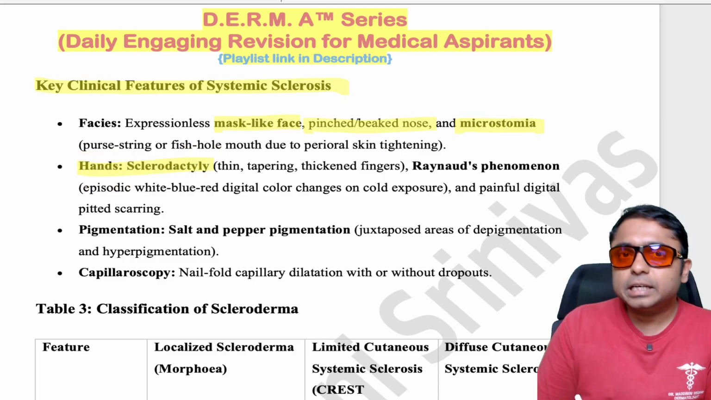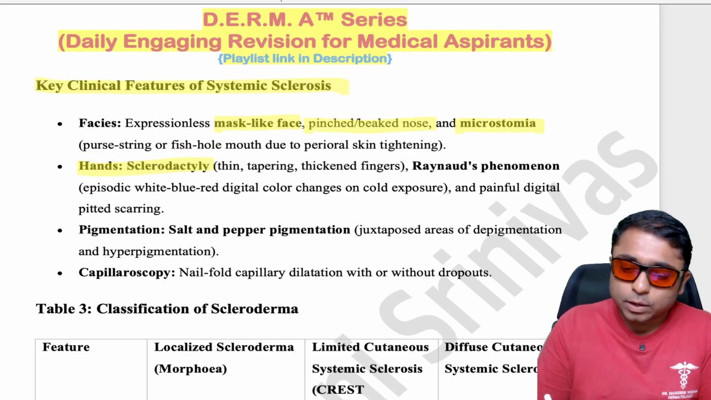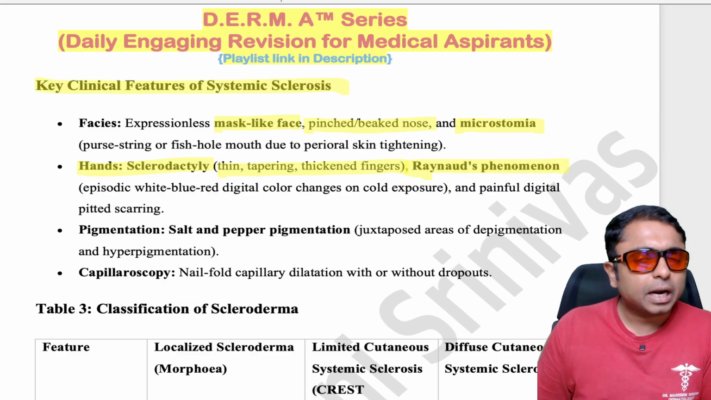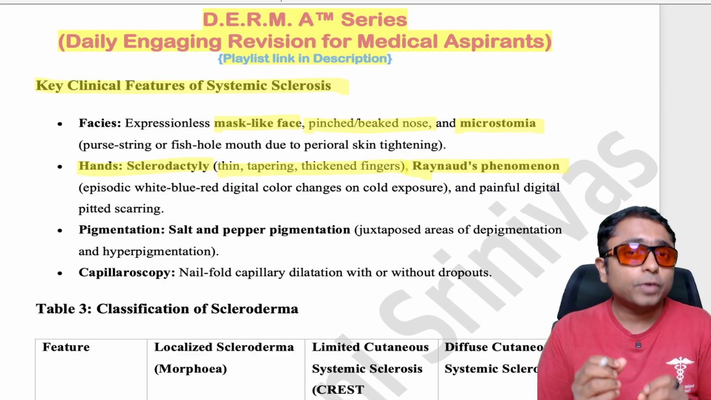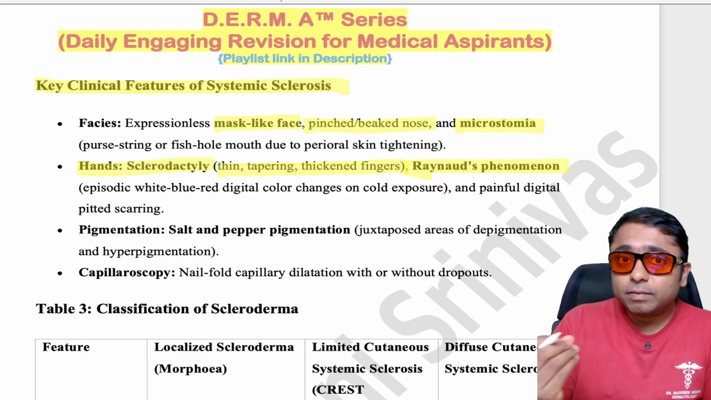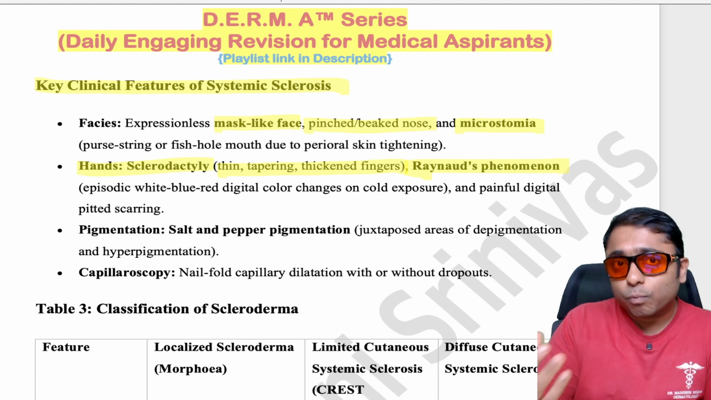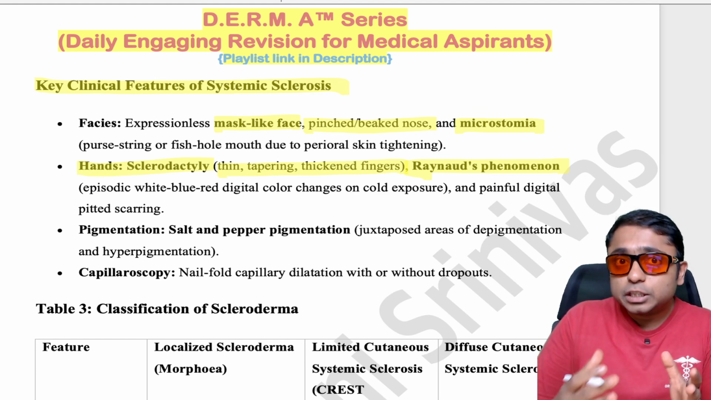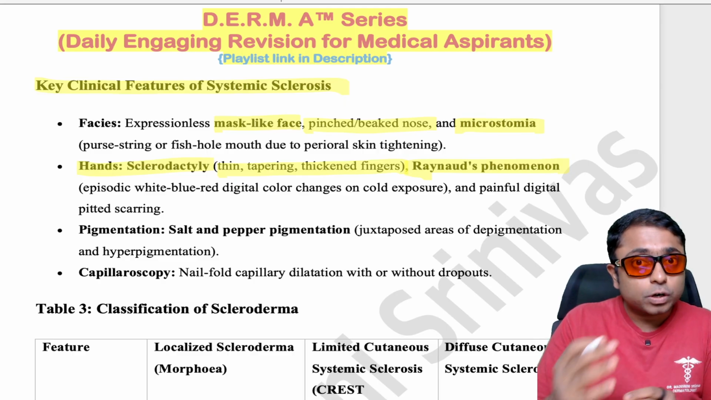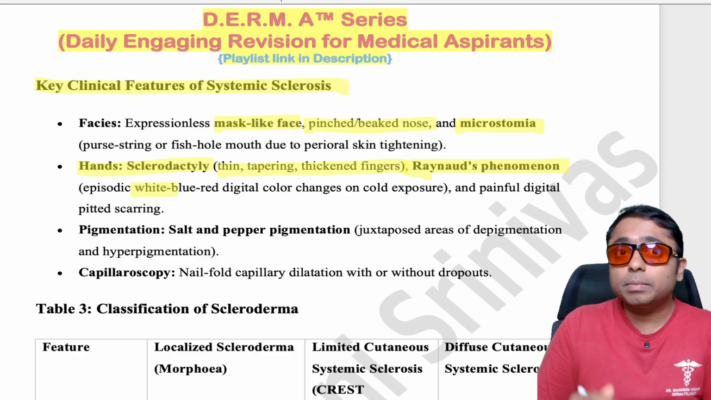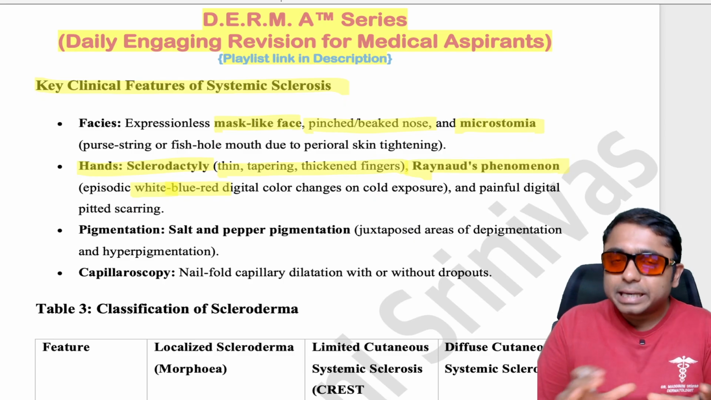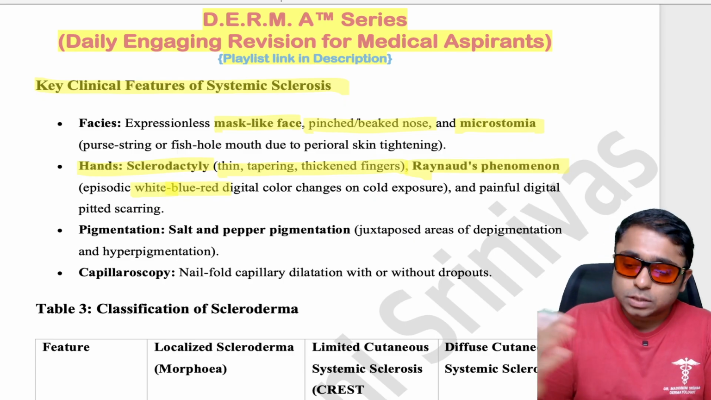And hands can have this sclerodactyly, that is thin, tapering and thickened fingers. And obviously Raynaud's phenomenon, very important for you to remember. Whenever there is contact with cold temperature water, three color changes will be there. Initially the skin is going to become white in color, later on blue, followed by red. These three we call Raynaud's phenomenon.